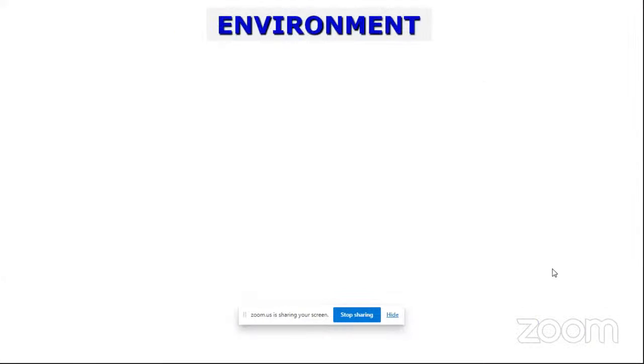Now we come to a little more detail about defining what is environment. Now we know what is scope. Now we know what is the importance of environmental studies. Now we move on to spend a little bit of time on what this environment is, and how it can be defined.